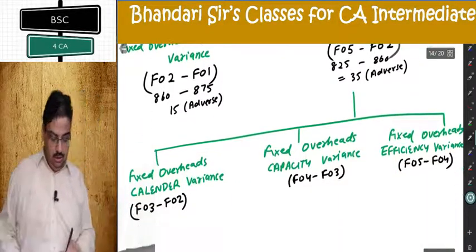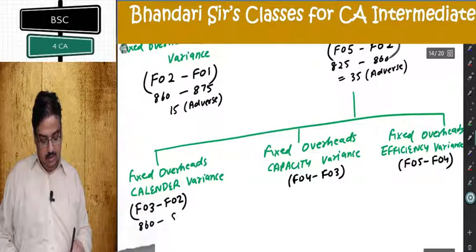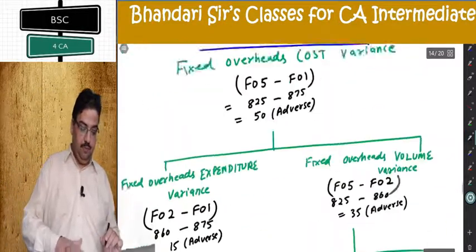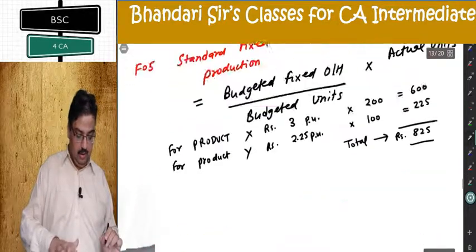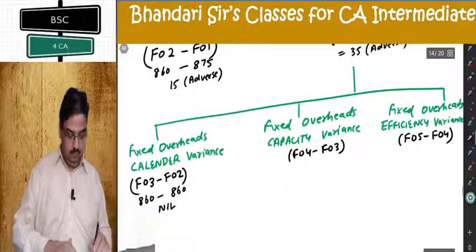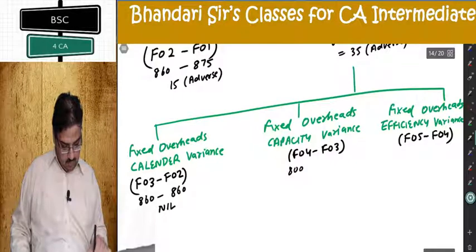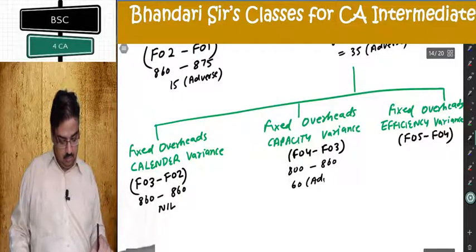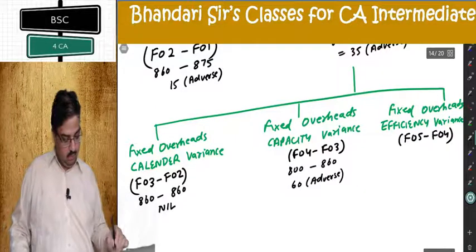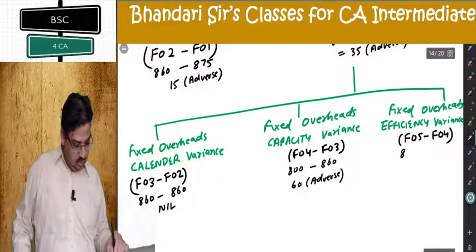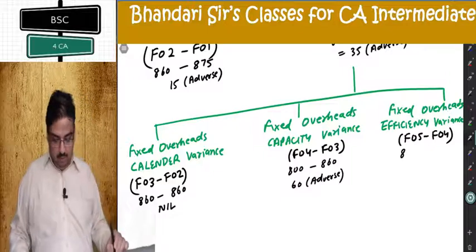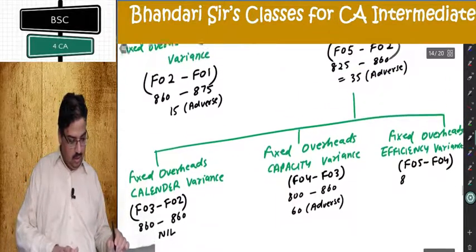Calendar variance was 0. 860 minus 860, nil. FO4 we computed at 800. Minus 860, 60 adverse. This is FO5, which was 825.